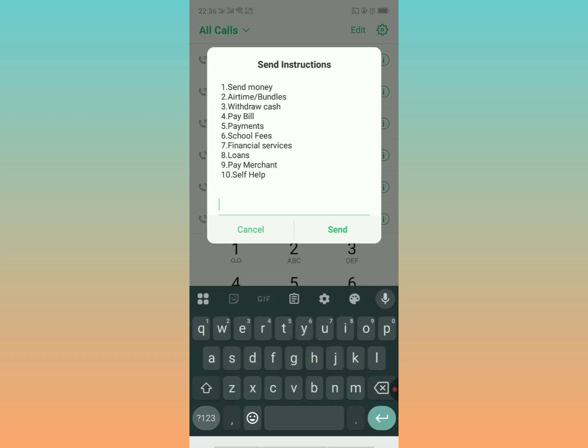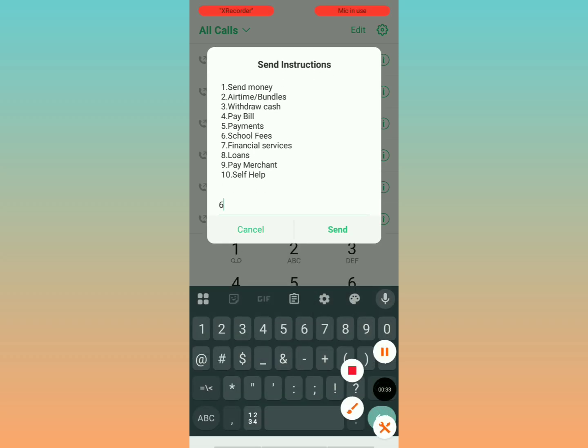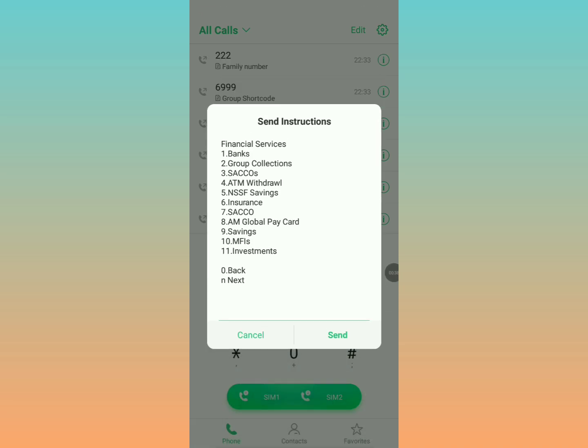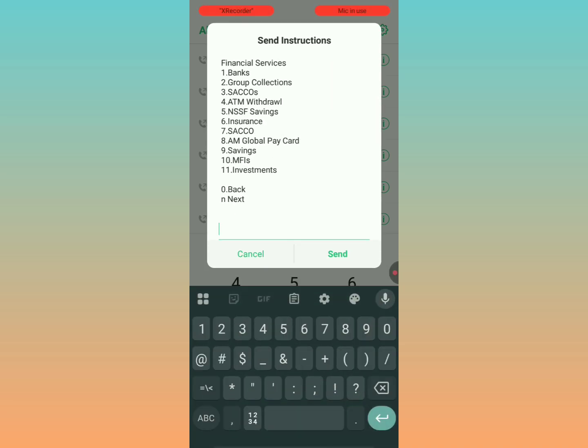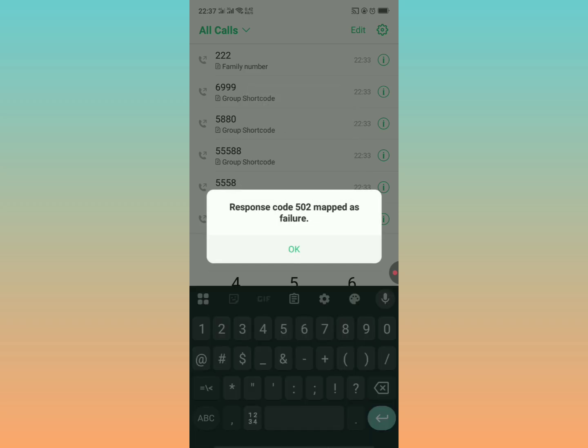And then option 7, which is financial services, and then option 9, which is saving. And then after, people are seeing this response code 502 mapped as a failure when trying to withdraw their money.